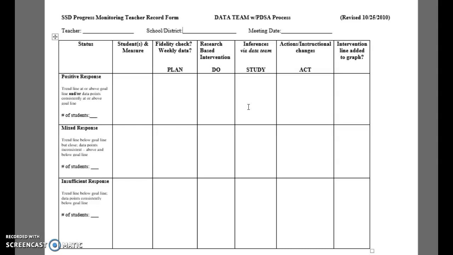What is the data telling us? Is this program working for this group, or is this program working for this specific student? Is this strategy working? Should we change it? Why or why not? Then we record any adjustments we decide to make moving forward, and we add a new intervention line to our graph. This is how this form can be used to compare data during a data team.